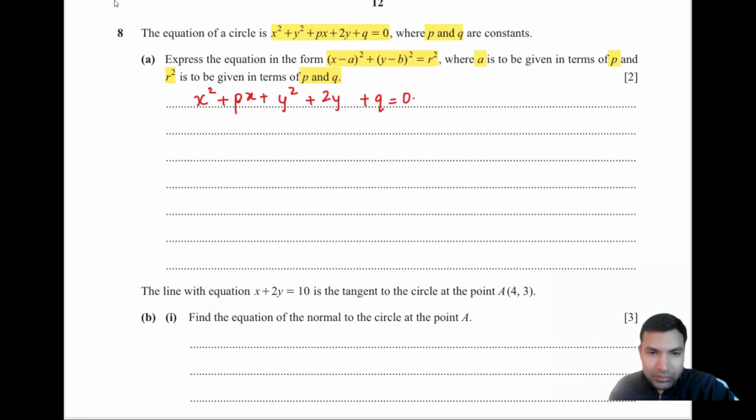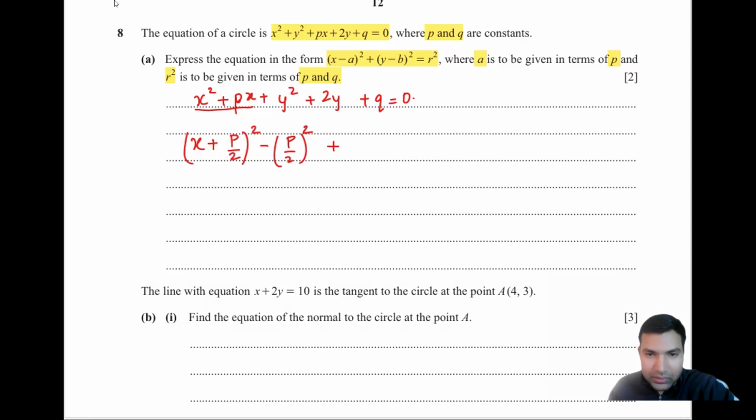Now applying the concept of completing the square for x squared plus px. So how I can write it as x plus p by 2, I told you, right? x plus a by 2. Whatever is the coefficient of x, you divide by 2. This becomes whole square minus p by 2 whole square. This is how we complete the square.